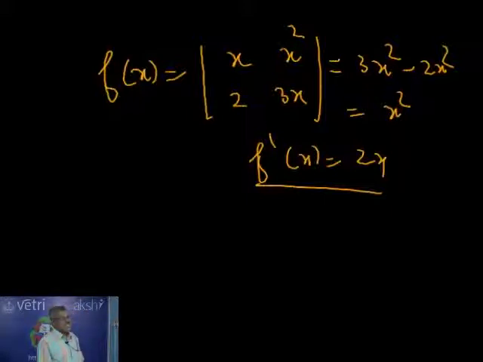Whereas, to differentiate a determinant, you expand the determinant and differentiate. That is the easy way. Whereas, if you have a 4 by 4 determinant, 5 by 5 determinant, 3 by 3 determinant, and so on, how to differentiate? Now, the same f dash x can be obtained in a different way.